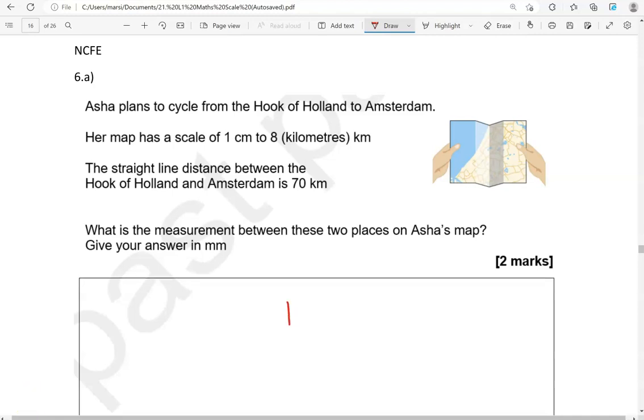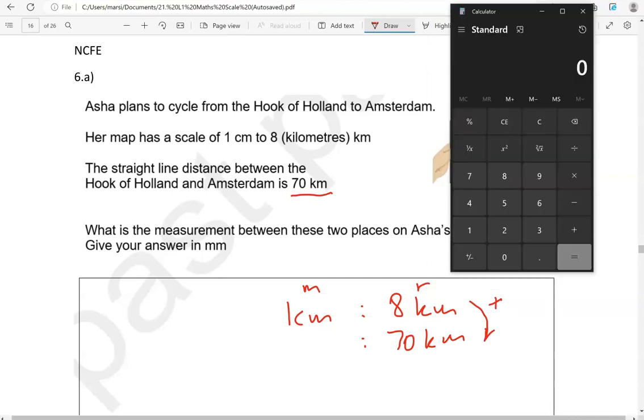So the scale is 1 centimeter to 8 kilometers. 1 is for the map and 8 kilometers, that is in reality or on the ground. So now it says that the straight line distance between the Hook of Holland and Amsterdam is 70 kilometers. So that is in reality. We're going to work out the distance on the map. So how do we get from 8 to 70? What do we multiply 8 by? So we'll do 70 divided by 8, which is 8.75.